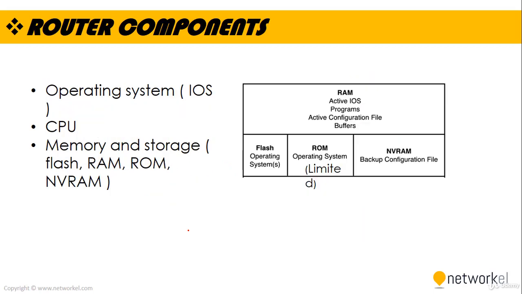Let's go ahead with the router components. In a router, we have components such as IOS, which is the operating system of the device, and some hardware such as CPU and memory, and storage such as flash, RAM, ROM, and the NVRAM.